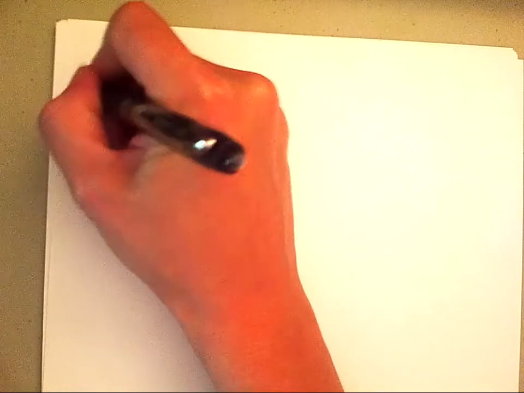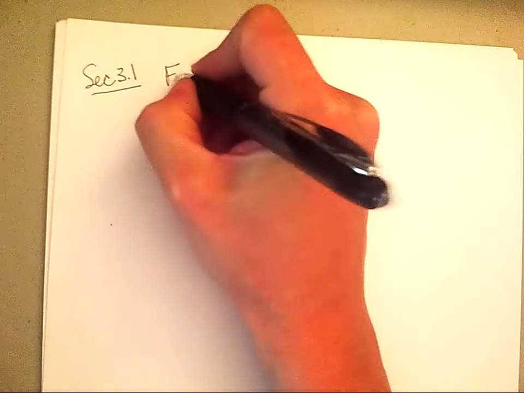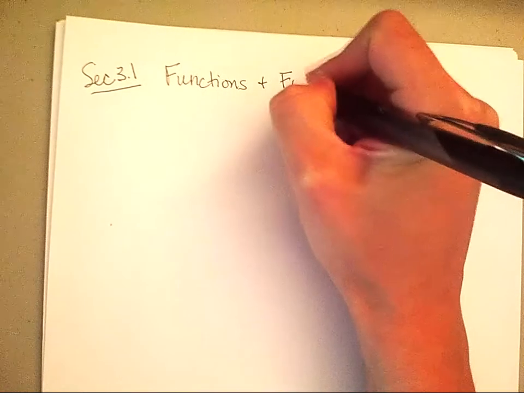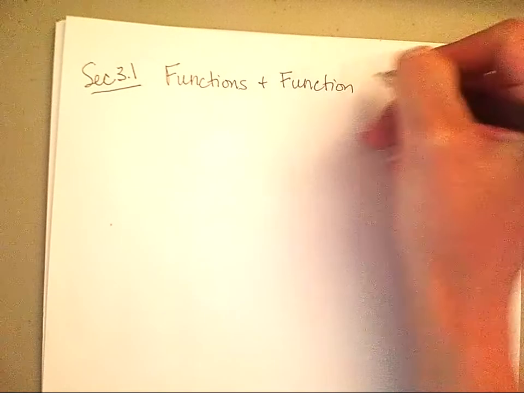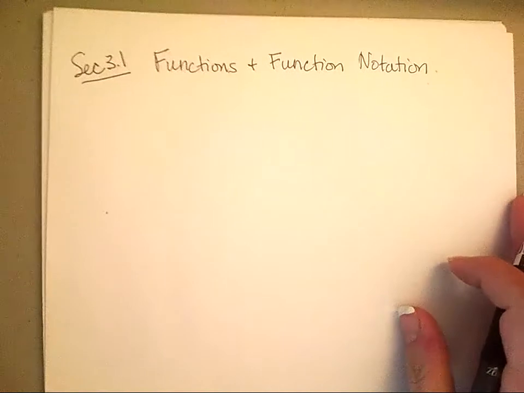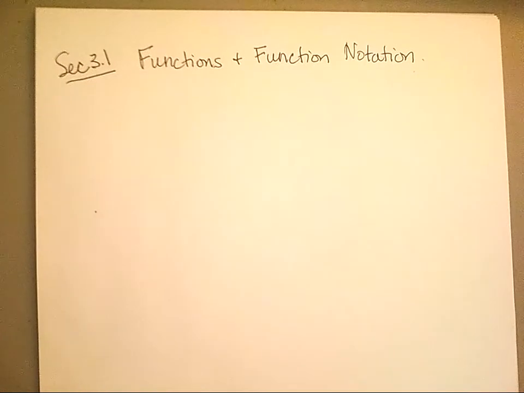Okay, today we start Chapter 3. So Section 3.1, we're going to talk about functions and function notation. What we'll be doing in this section is analyzing relationships.